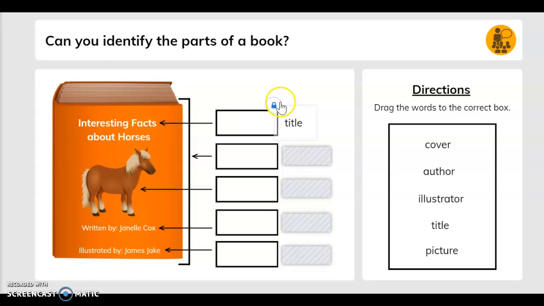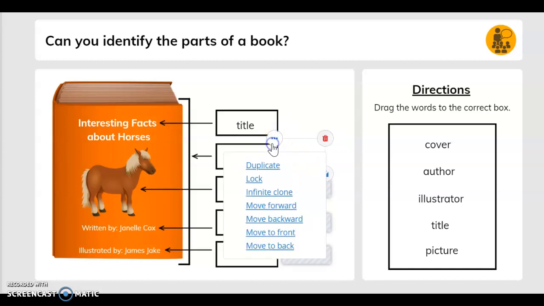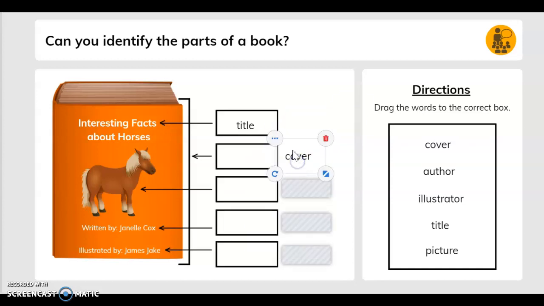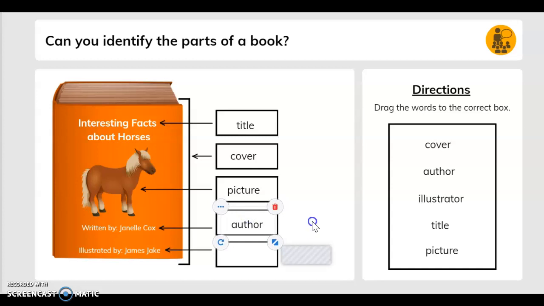This is the title. This is the cover. This is the picture. This is the author. And this is the illustrator.